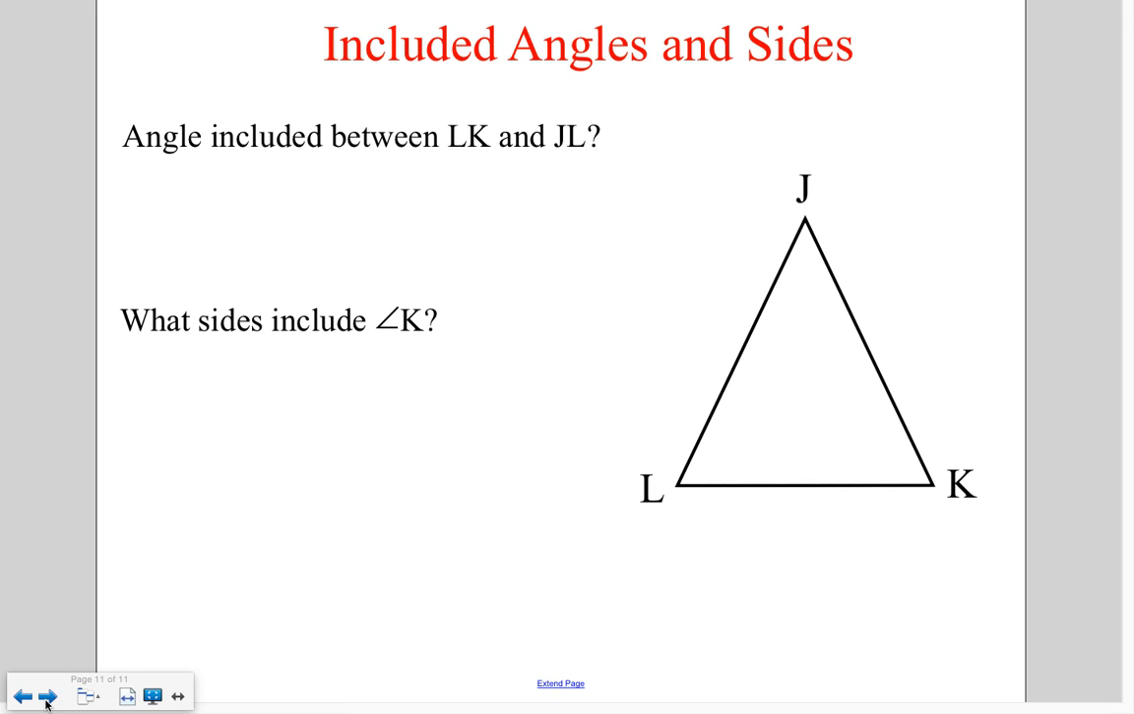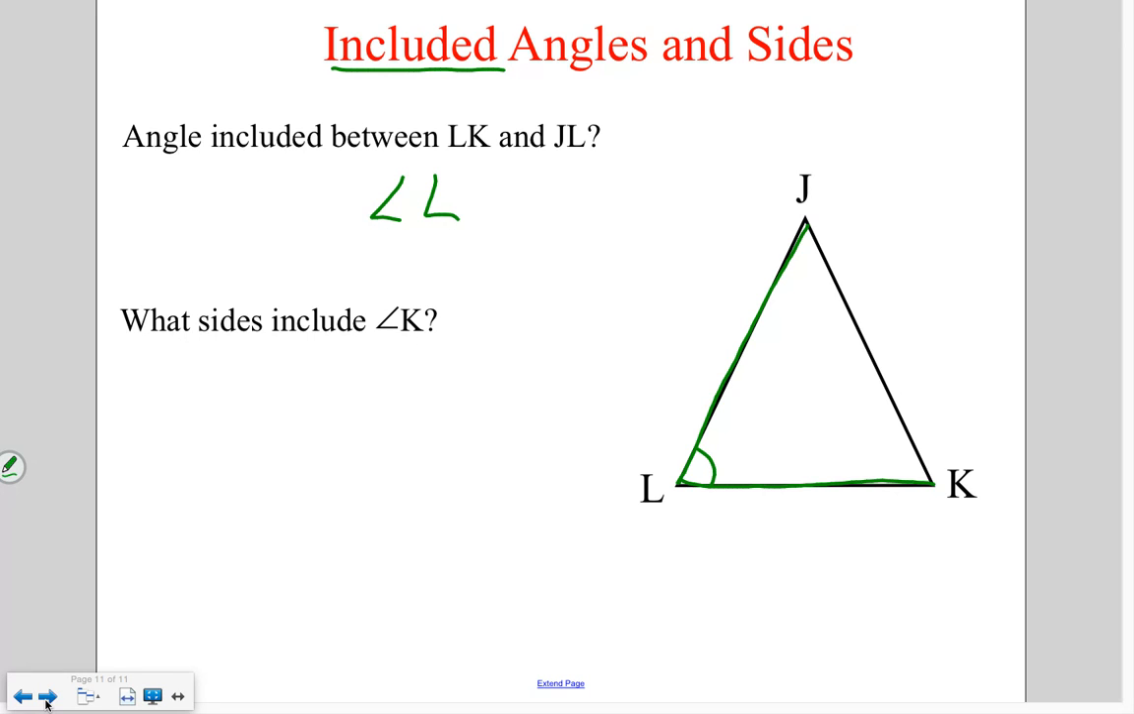Here we go. This is just the last part. This actually is more a term than it is part of the congruence objective, but included, okay, included. That's the key word here. Think about included as, if something's included in it, then it is part of those two things. All right. So an angle included between LK and JL. Well, LK and JL are here. Well, the angle that's in between or included in that is angle L.